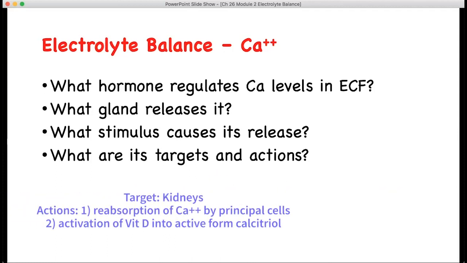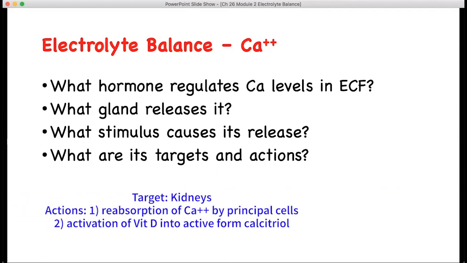A second target of PTH is the kidneys. PTH will do several things at the kidneys. It will increase calcium reabsorption by the principal cells in the kidneys, but it will also be involved in the last step of forming the active form of vitamin D, calcitriol.